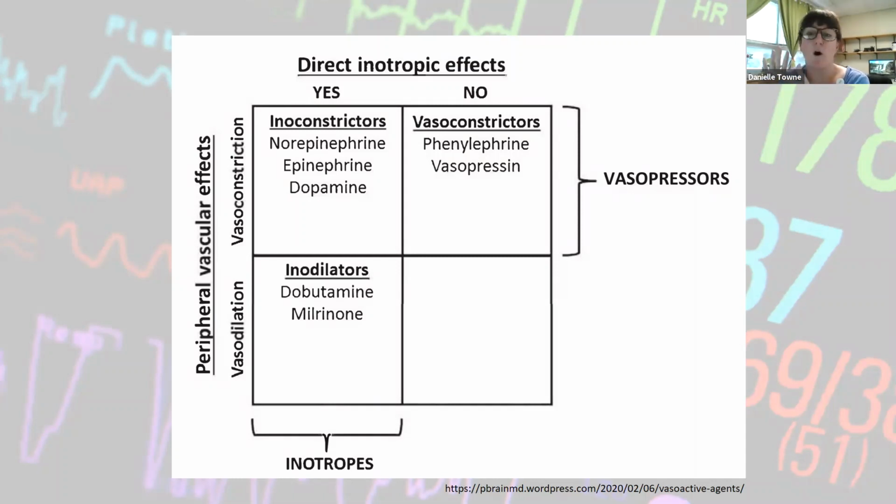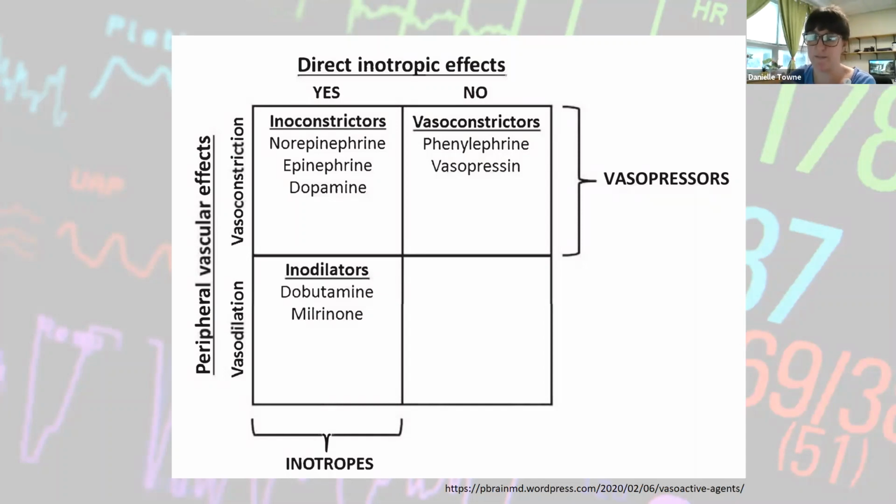So we need to support the heart the best we can with oxygen, pressors, and inotropes. And there's differences between vasopressors and inotropes. So vasopressors induce vasoconstriction and help to elevate the blood pressure, which can help to improve your cardiac output. And that's great. That's what we want.